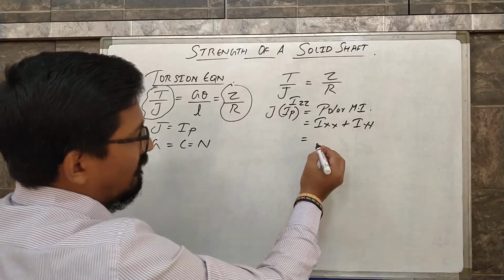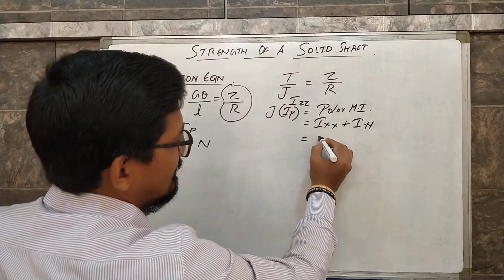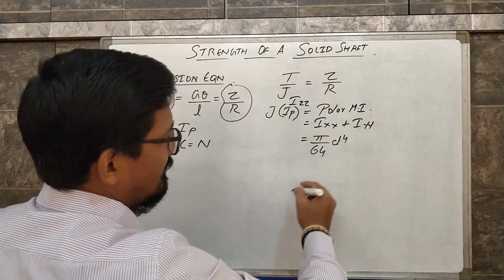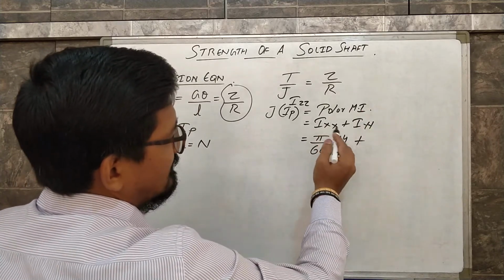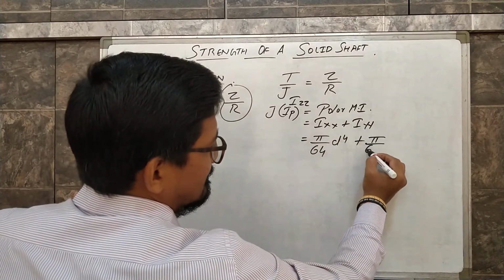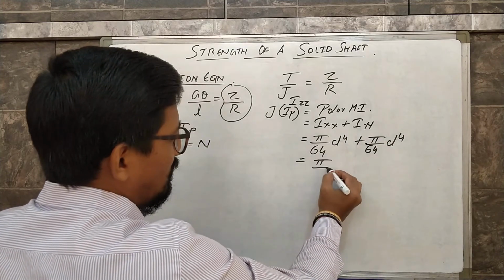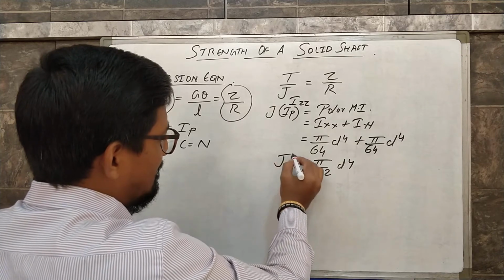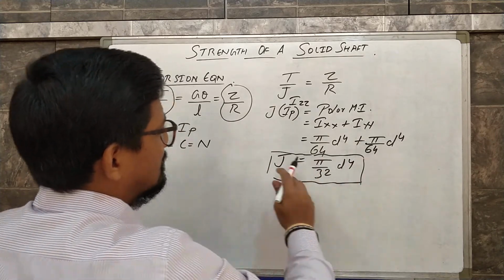Now we know for a circular shaft or for a circle, moment of inertia about xx axis is pi by 64 d raised to 4, and similarly for y axis, since for a circular section Ixx and Iyy are equal, so again I can write pi by 64 d raised to 4, so it will be pi by 32 d raised to 4. So this is nothing but the value of J for a solid shaft.